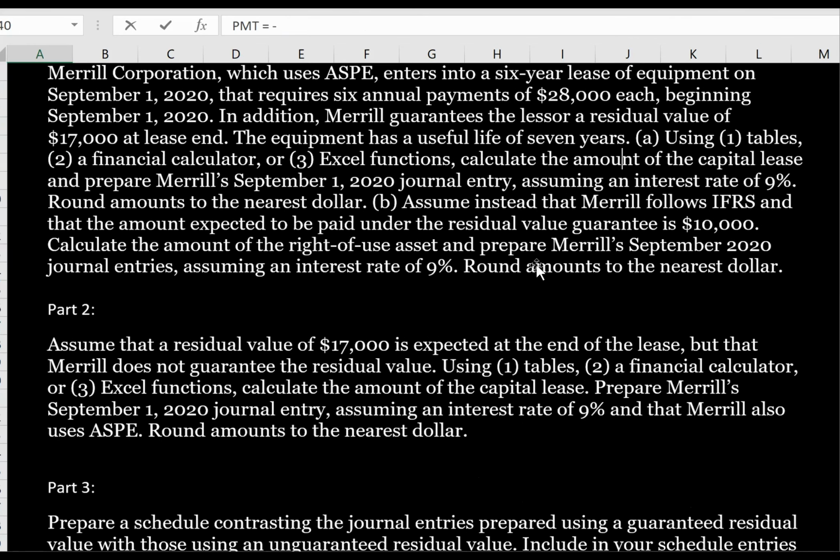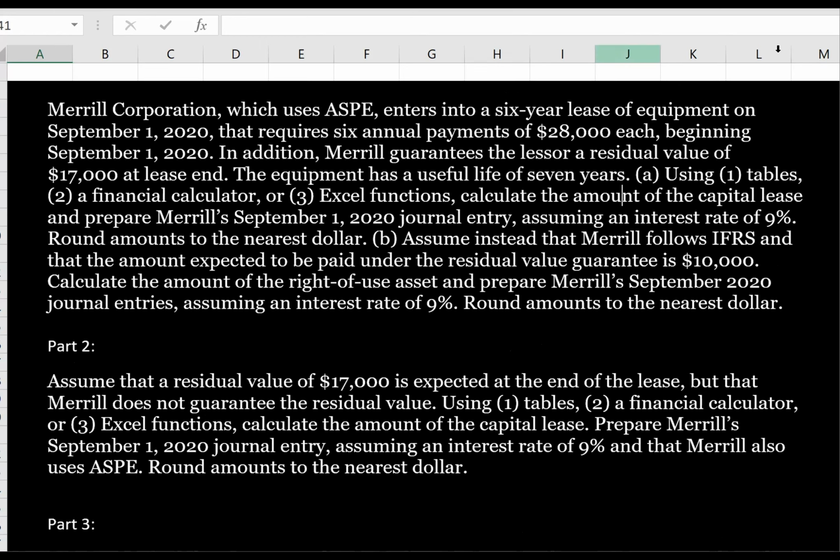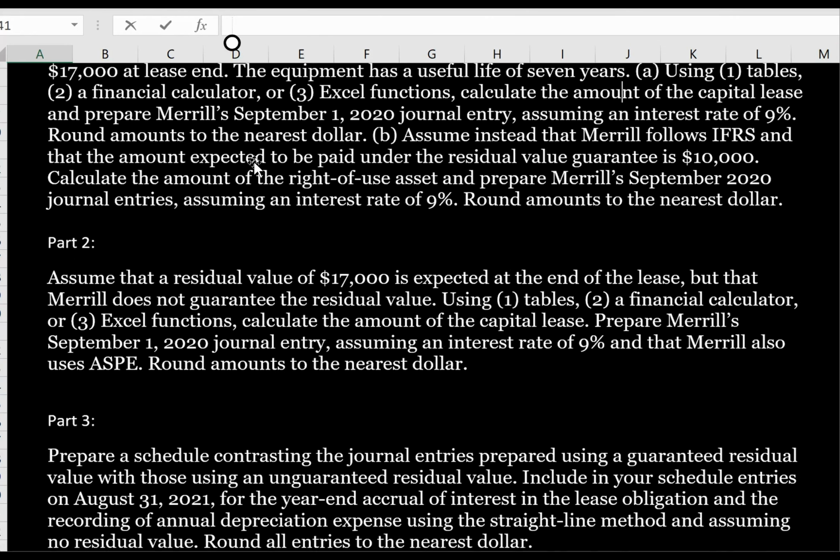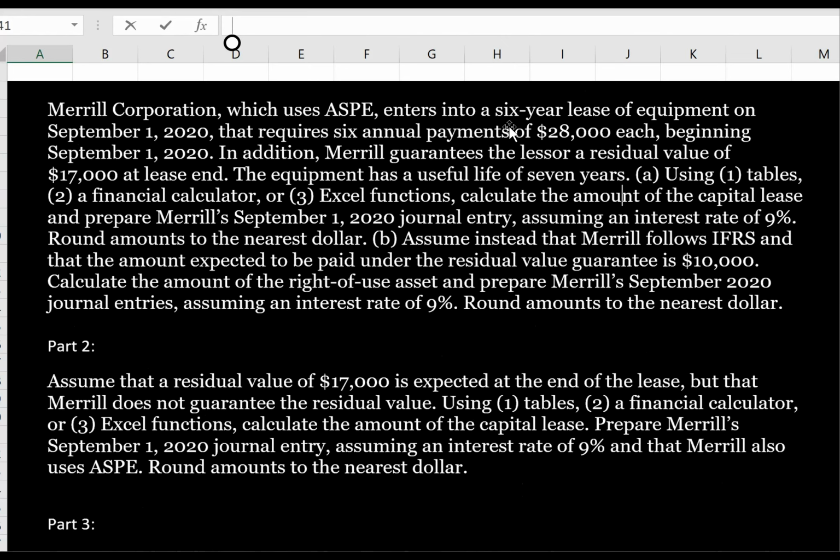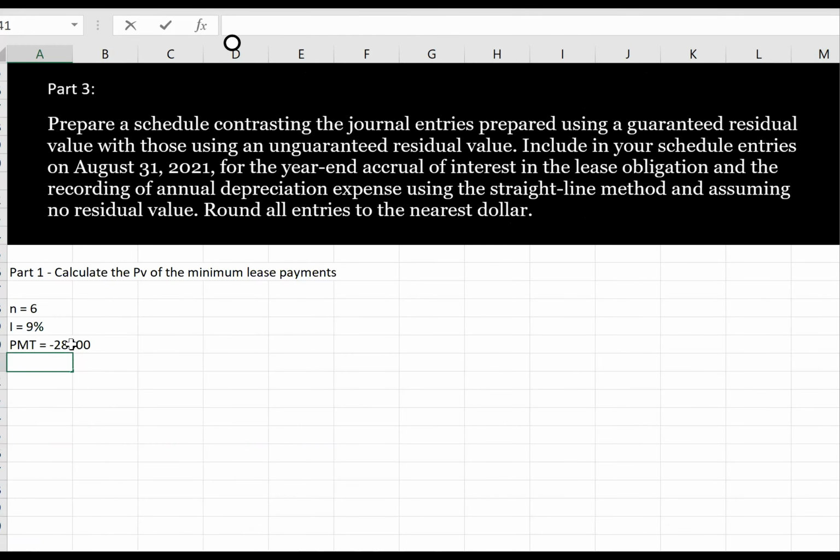Because right here we've got that it's 6 annual lease payments, and that $28,000 each. So that's our payment. And the interest rate's 9%, where it says assuming an interest rate of 9%. And then we've got the future value.